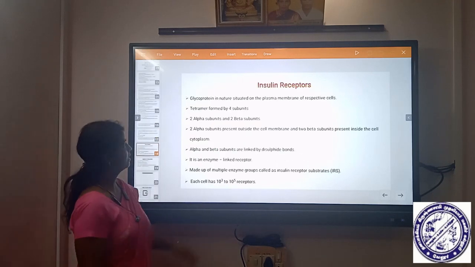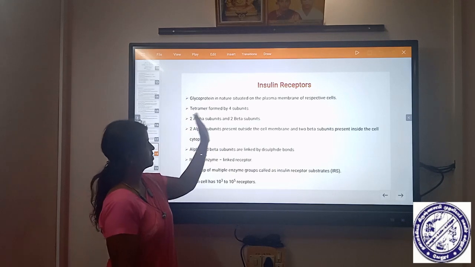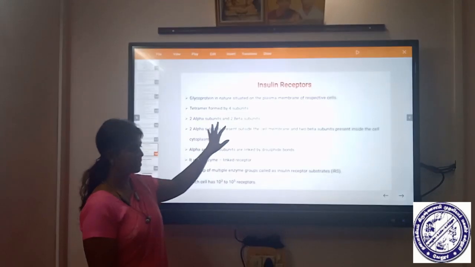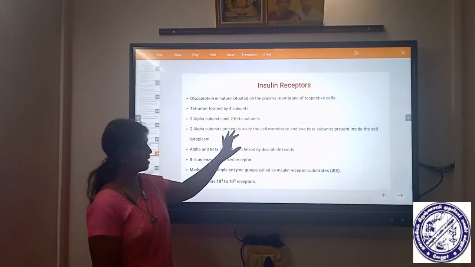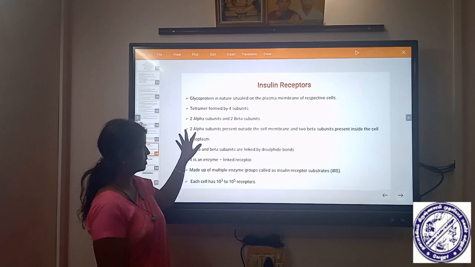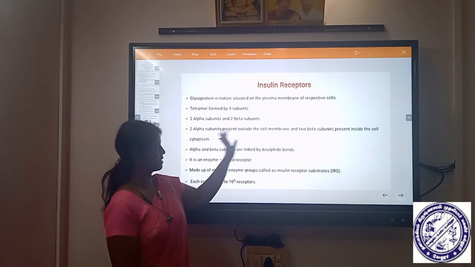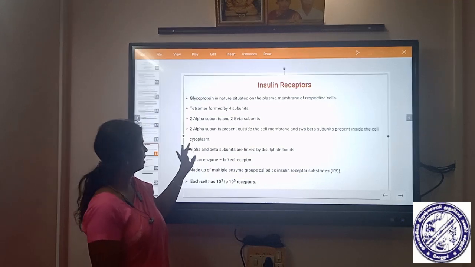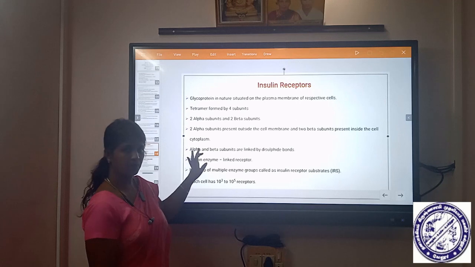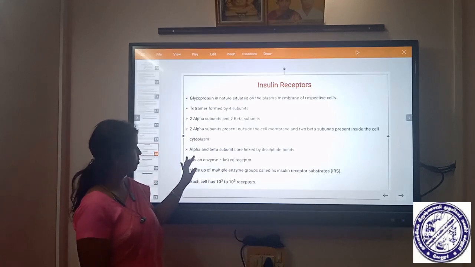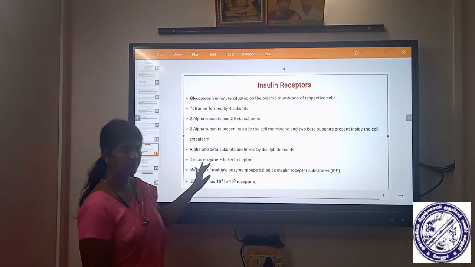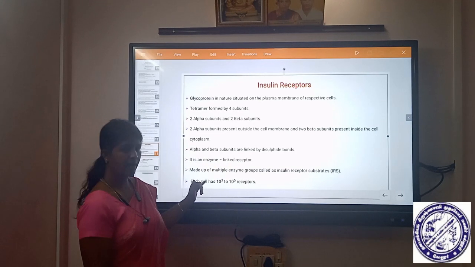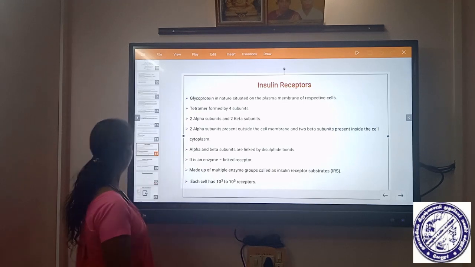Then, about the insulin receptor: it is a glycoprotein present on the surface of the plasma membrane. It is a tetramer formed of 4 subunits, 2 alpha subunits and 2 beta subunits. The 2 alpha subunits are present on the outer side of the plasma membrane, whereas the beta subunits are present inside the cell cytoplasm. Both subunits are linked by a disulfide bond. It is an enzyme-linked receptor. It has multiple enzymes, and each cell has 10^3 to 10^5 receptors.